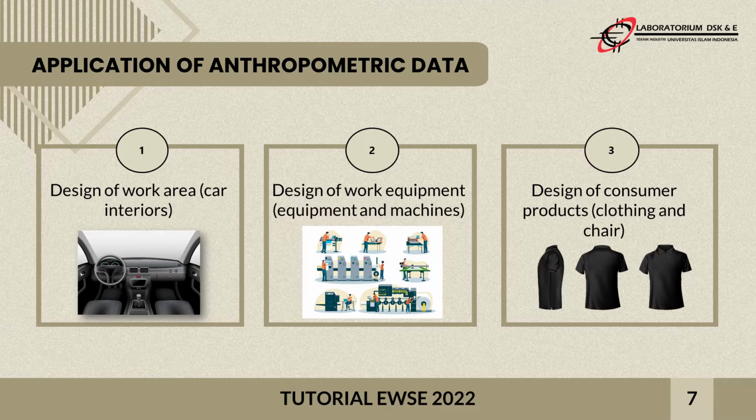Next is the anthropometric data application. First, design of a work area, for example, the design of the interior of a car. And the second one is design of work equipment, for example, machines and tools. And the last one is consumer product design, for example, the design of clothes, chairs and tables.